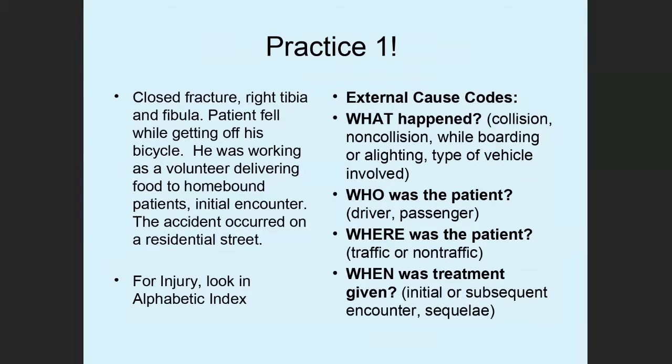Okay, I'm going to do some practice. The best way to learn this is to practice. So here's the practice. Closed fracture, patient fell while getting off his bicycle. He was working as a volunteer, delivering food to homebound patients, initial encounter. The accident occurred on a residential street. So for the injury, the fracture, you're going to look up in the alphabetic index. So remember the questions. What happened? Who was the patient? Where was the patient? When was treatment given?